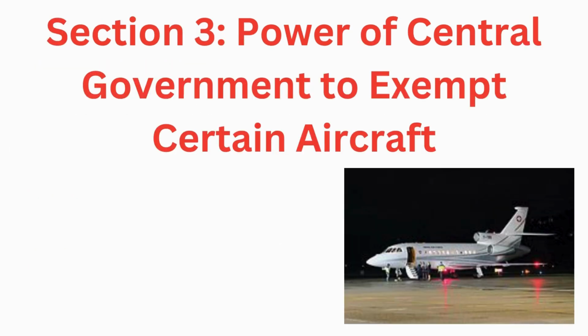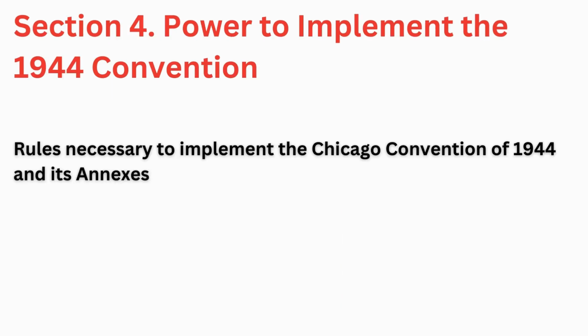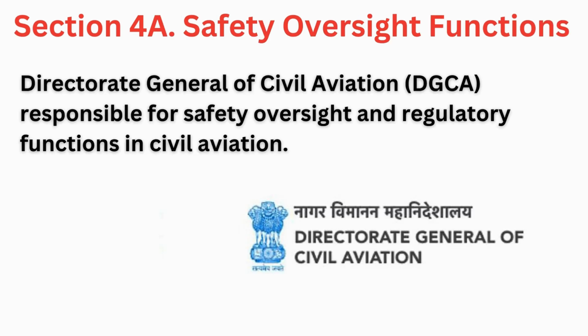Section 3, Power of central government to exempt certain aircraft from the provisions of this Act, such as those carrying foreign guests or heads of state. Section 4, Power to implement the 1944 Convention. Allows the central government to make rules necessary to implement the Chicago Convention of 1944 and its annexes on standards and recommended practices.